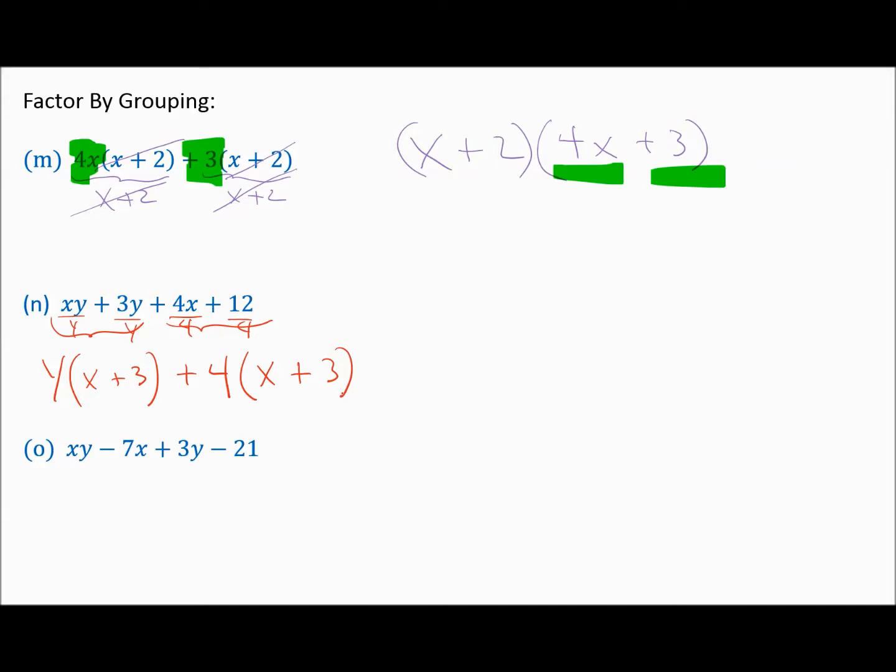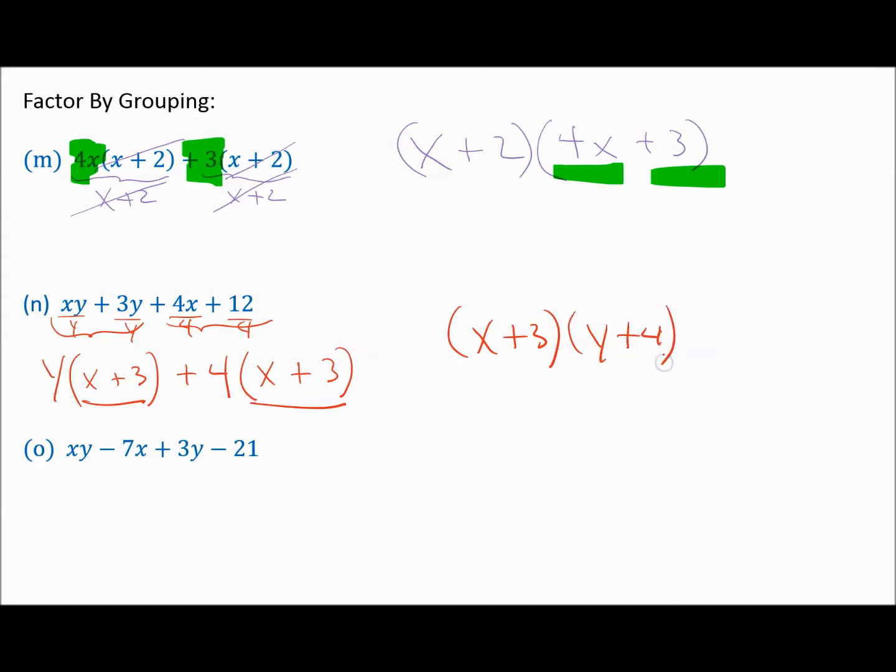Now here's what you're looking for. You're looking for what's in the parentheses to match. It has to, or factor by grouping is not working for you. Okay, so remember the next step was to write down the one that matches, which is x plus 3, times what's remaining out front, which is y plus 4.